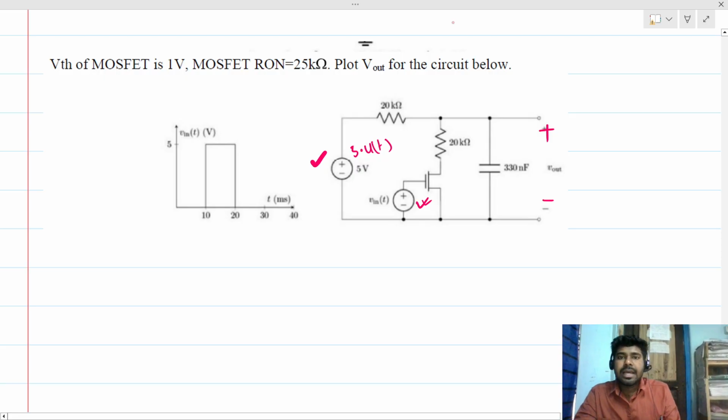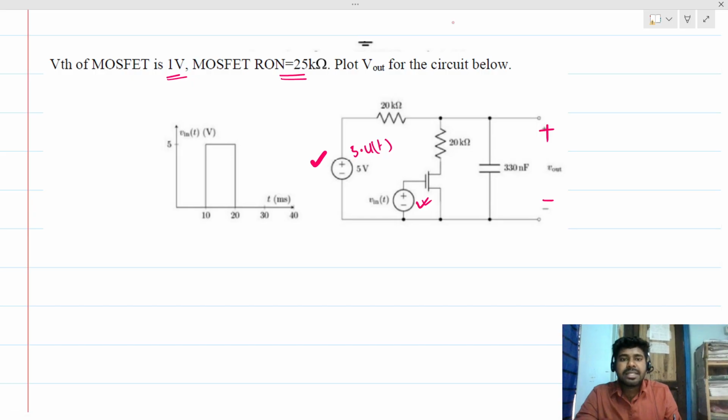When the MOSFET is turned on, the on resistance of the MOSFET is here 25 kilo ohm, and the threshold voltage is 1 volt. So we need to plot the output waveform with respect to time. Let's solve it. I will be solving mathematically as well as doing an intuitive analysis.